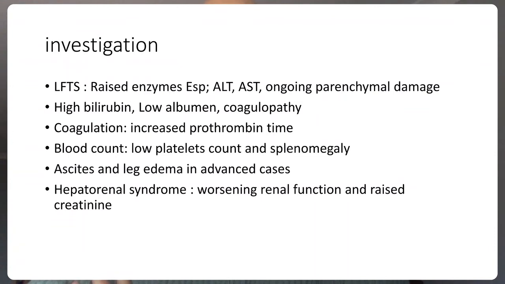High bilirubin is very important. So in addition to the enzymes, we look for what we call the synthetic function of the liver. And the synthetic function of the liver is assessed by three factors: the level of bilirubin, the level of albumin, and also their prothrombin time, or what we call INR, the International Normalized Ratio for prothrombin time. So with the advancement of the liver disease, you find they are jaundiced, they have low albumin, and they have coagulopathy in the form of high INR usually.